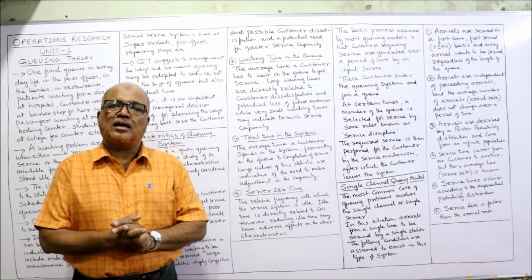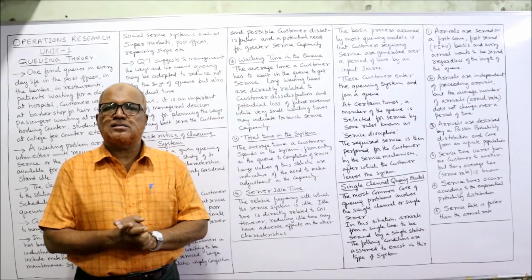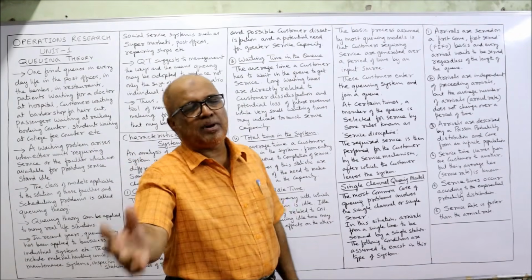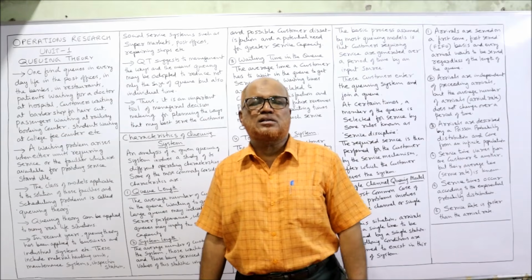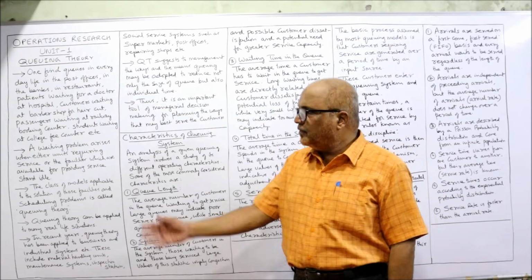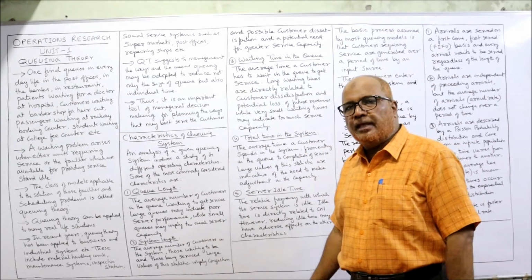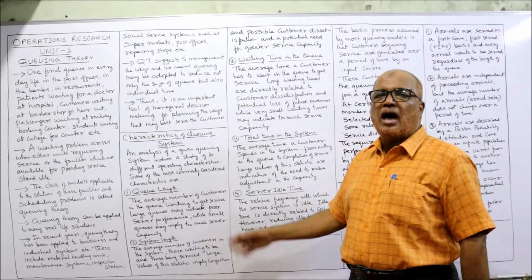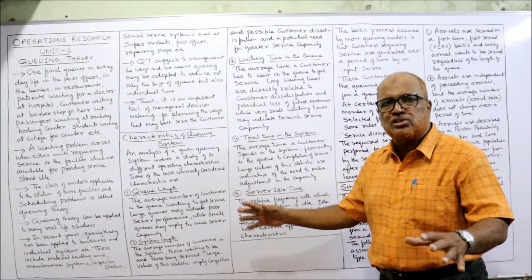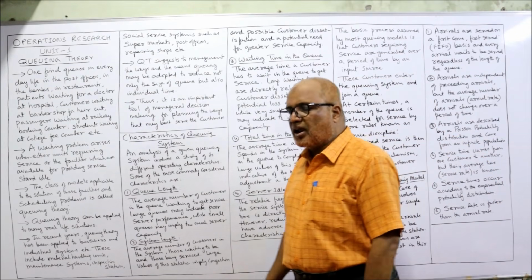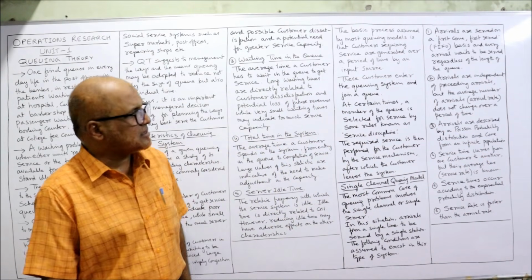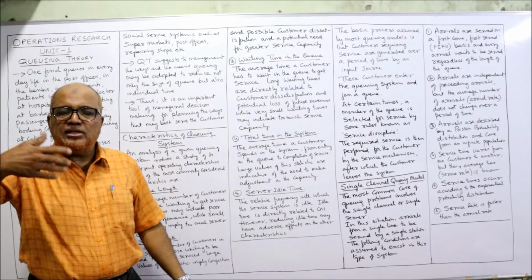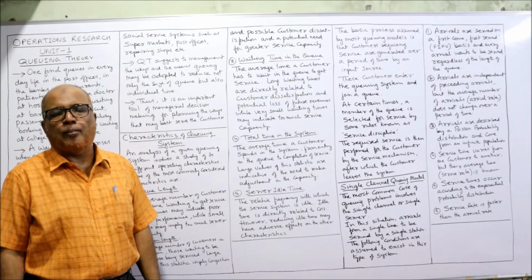So these are the operating characteristics of a queuing model. In examination, you may get a theory question, explain about the operating characteristics of a queuing model. Then you should write first queue length, then system length, average number of customers in the queue, average number of customers in the whole system, then server idle time. These are the characteristics. Next comes the basic process, how this queuing system will be operated.